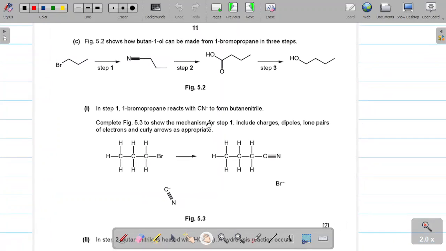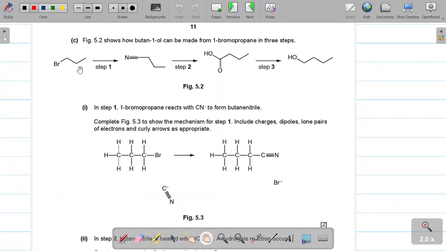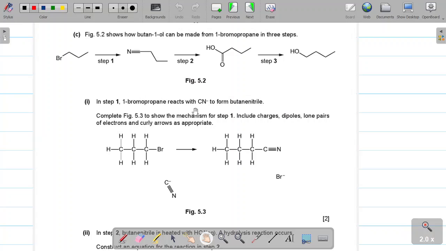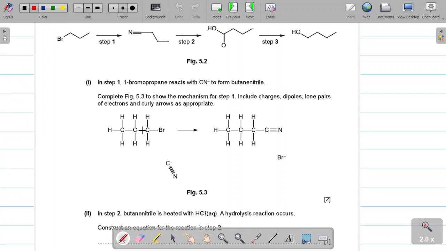Right, they tell us here now, figure 5.2 shows how butan-1-ol can be made from 1-bromopropane in 3 steps. In step 1, 1-bromopropane reacts with cyanide to form butane nitrile. Complete figure 5.3 to show the mechanism for step 1. Include charges, dipoles, lone pairs of electrons, and curly arrows as appropriate. So the bromine is being replaced for the cyanide group. So this should tune us in that this is some sort of substitution, and it should be a nucleophilic substitution since the carbon of the nitrile is negatively charged.